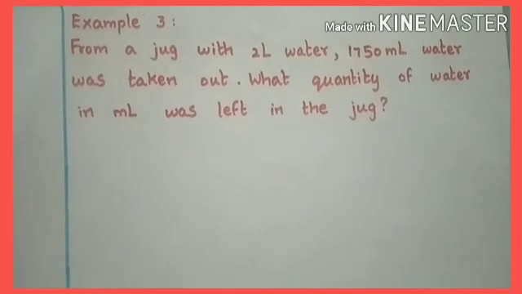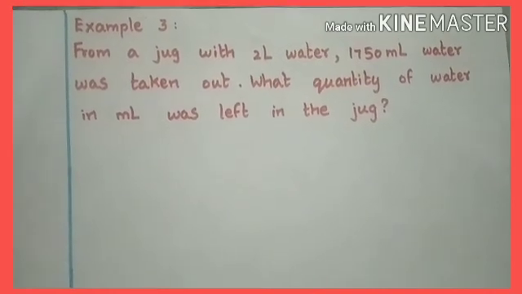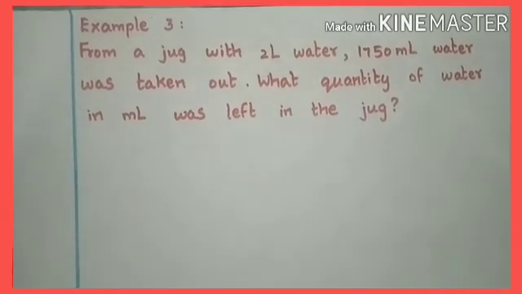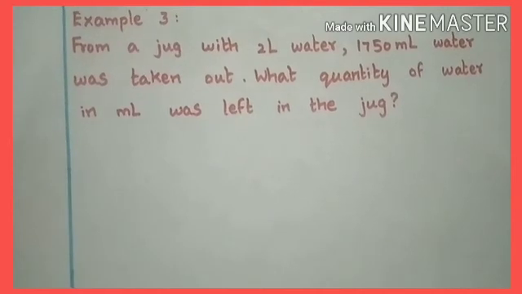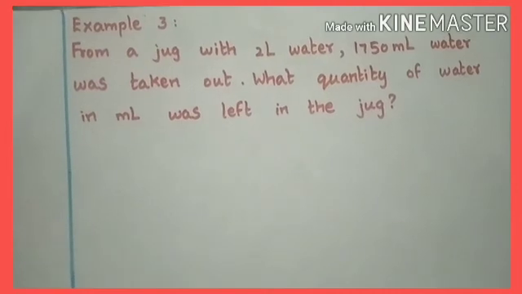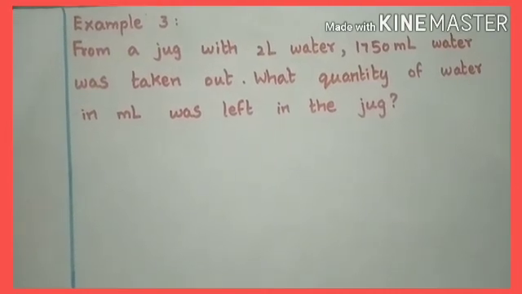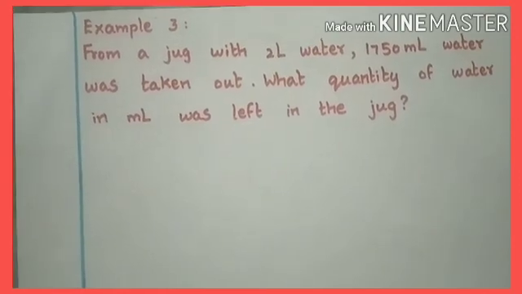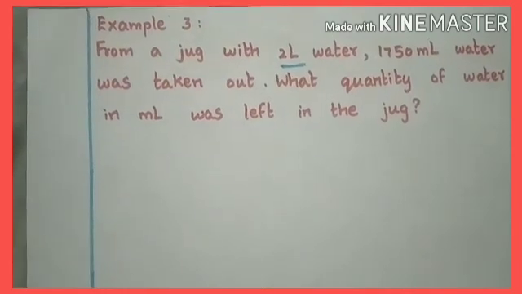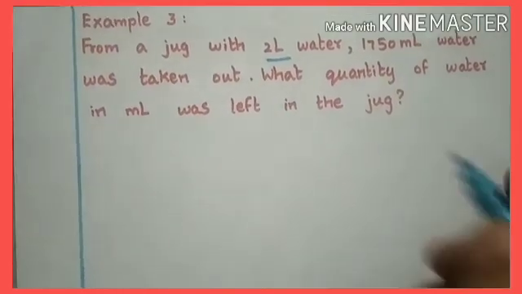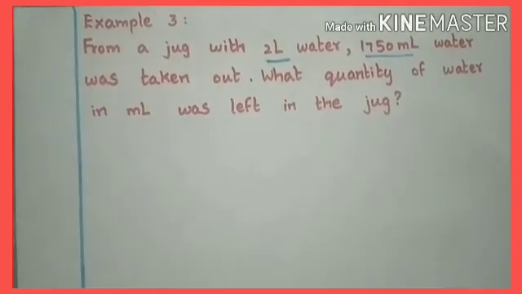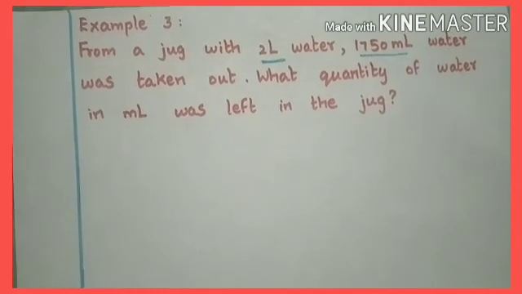Example 3. From a jug with 2 liter water, 1750 milliliter water was taken out. What quantity of water in milliliter was left in the jug? How much water is there in the jug? Yes, 2 liter of water in the jug. How much water was taken out? Yes, 1750 milliliter was taken out.